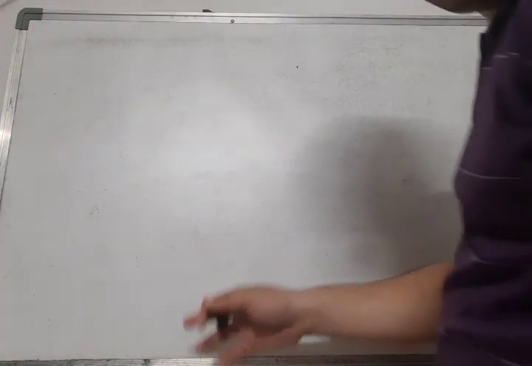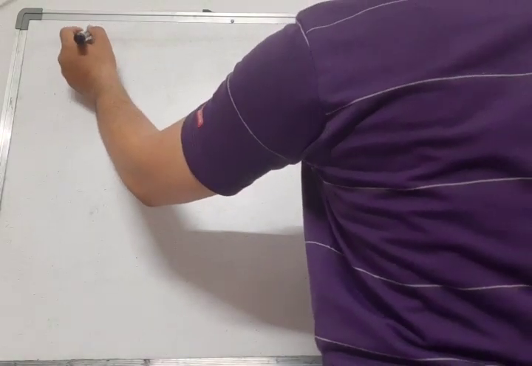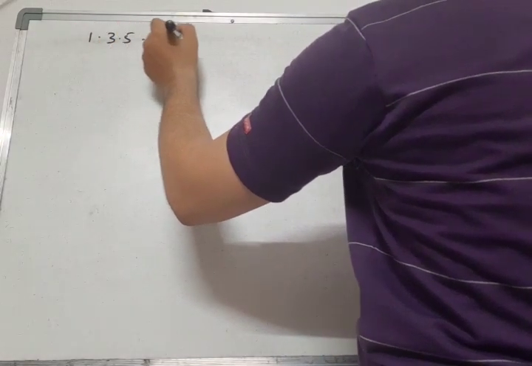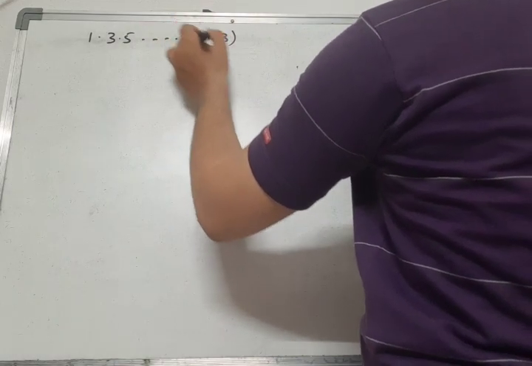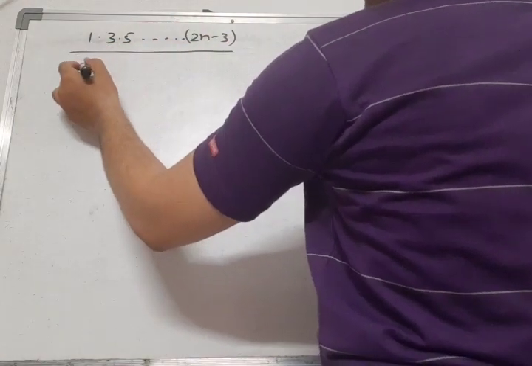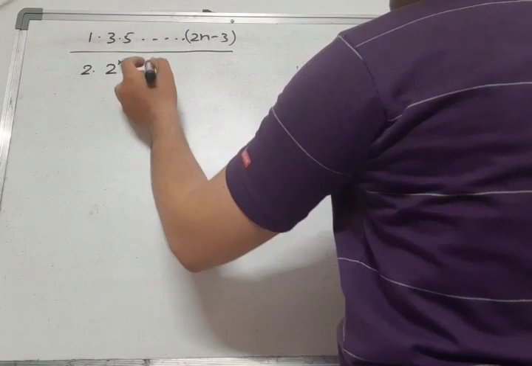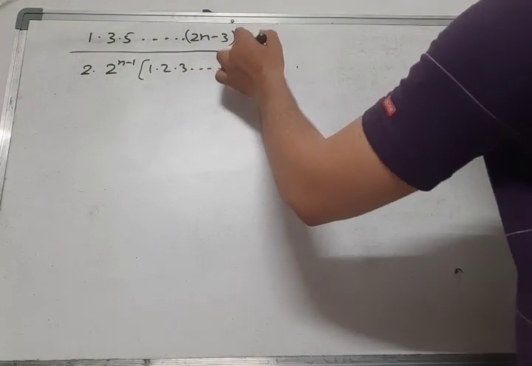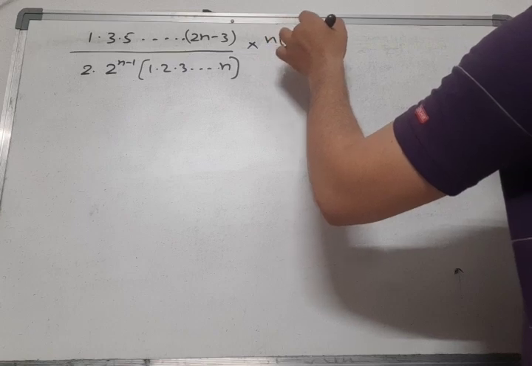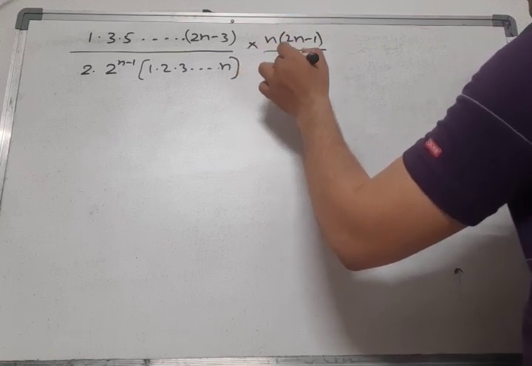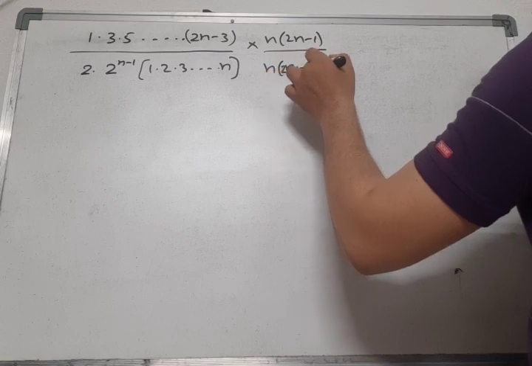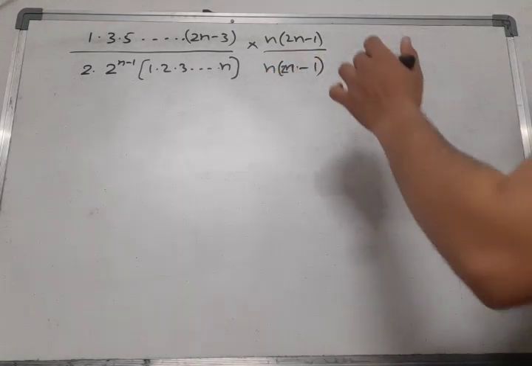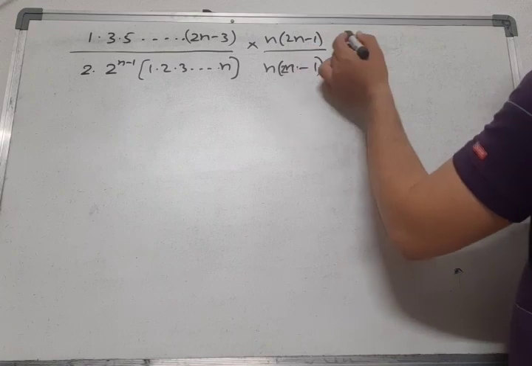Okay, now I am writing this last term, whatever we got, I am writing 1 into 3 into 5 into so on 2n minus 3, right, upon 2 into 2 to the power of n minus 1 into 1 into 2 into 3 and so on up to n. Okay, I multiplied and divided with the n into 2n minus 1 in the numerator and in the denominator. This is 2n minus 1. Okay, right. So now what is in the numerator left over?